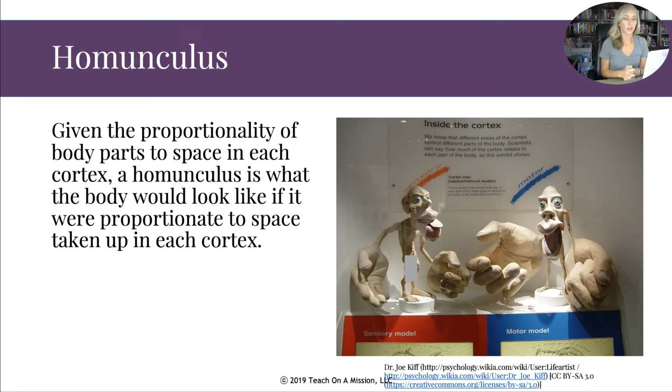So given the proportionality of body parts to space in each of our cortexes, both motor and sensory, a homunculus is what the body would look like if it were proportionate to that space taken up in the cortex. So you'll notice here in this image off on the right in the blue, it says motor. Think of your hands and how precise your hands can move. They can put on eyeliner and not poke out your eye. They can write letters that are this small, right? So they have very fine, intricate movement.